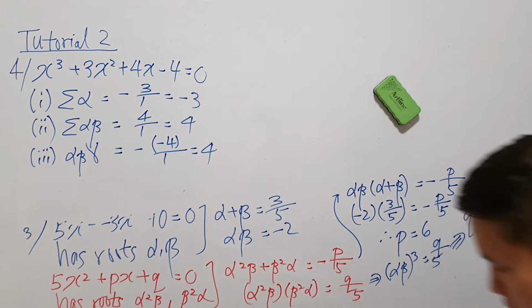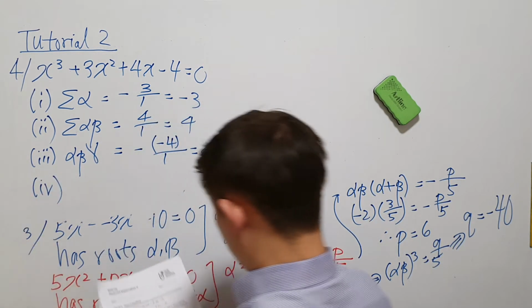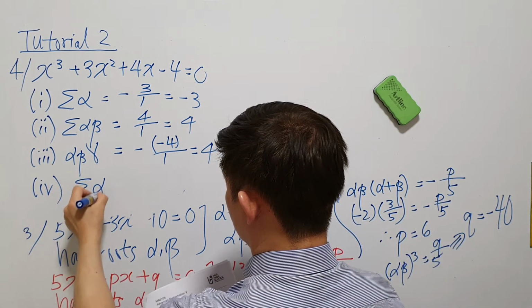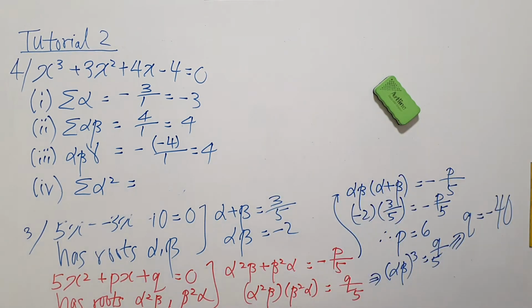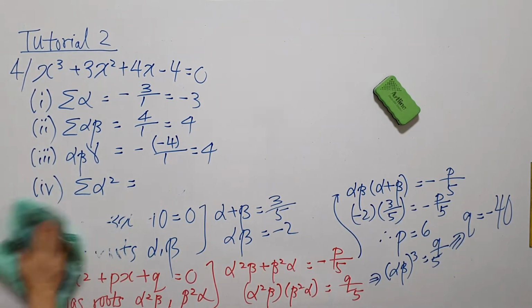Now we're going to do part 4. Part 4 is the summation of the squares. Let's recall, how do we go about finding the summation of the squares?